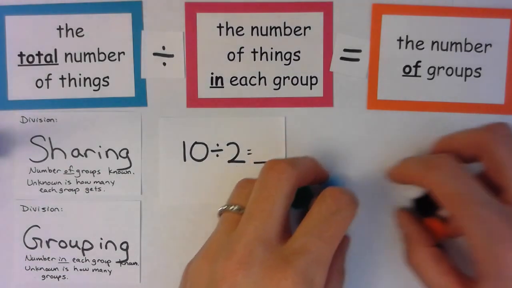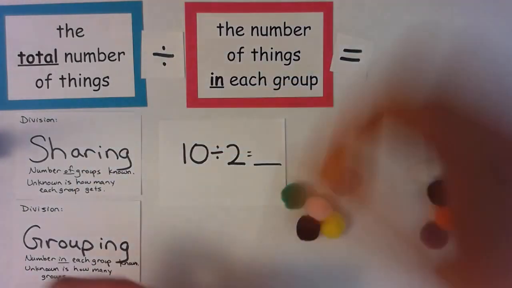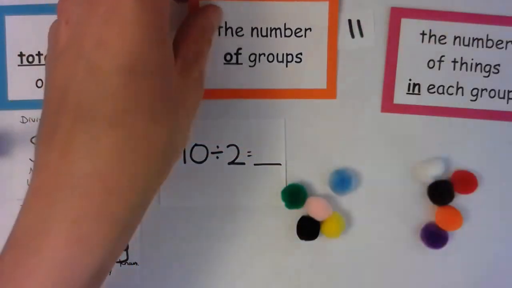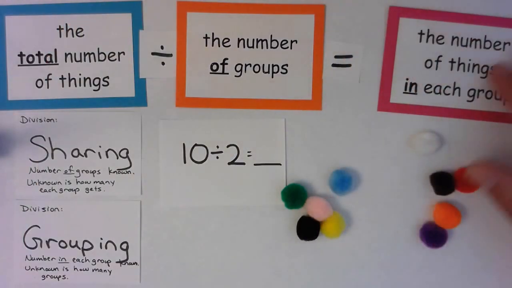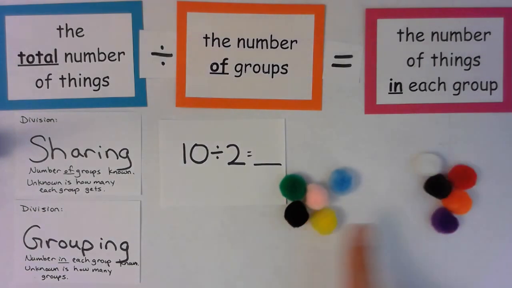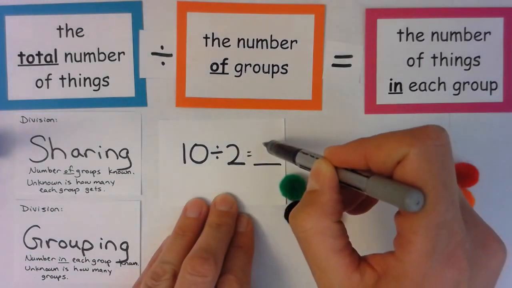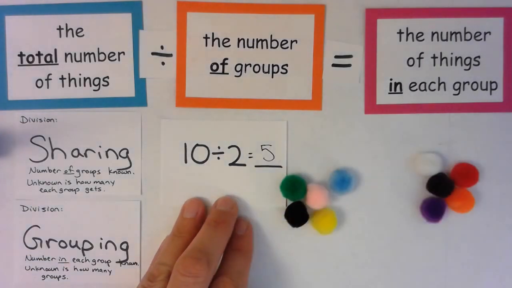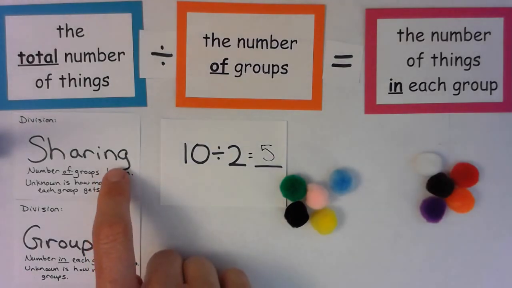So here's 10. I'm going to put them in 2 different groups. So I'm thinking of 2 actually as the number of groups in this case. And then the question is, how many items are in each group? So I can see here 5 in this group and 5 in the second group. So my answer to 10 split into 2 groups is 5 per group. That would be the sharing concept.